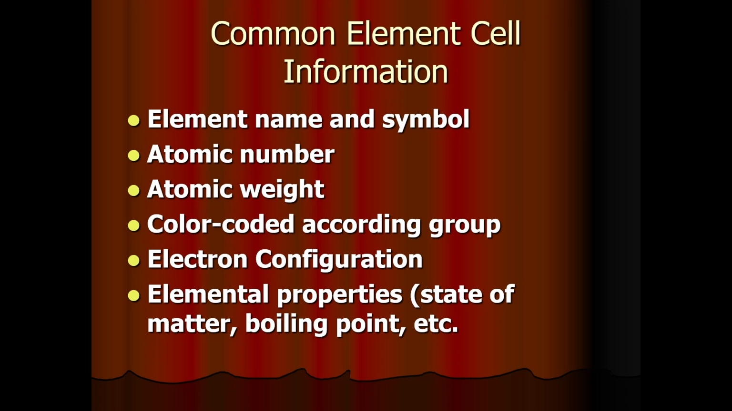Some examples of the information that can be included in the cells are the element's name and symbol, the element's atomic number and atomic weight. Cells can be color-coded according to the group they are in. Also, their electron configuration and elemental properties can be included as well.